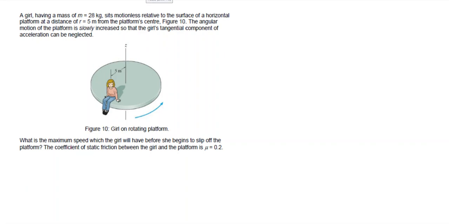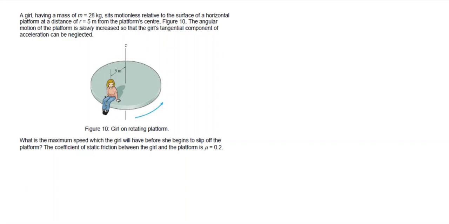Hello, everyone. This question is related to equations of motion, normal and tangential coordinates. A girl is sitting on a platform. It says that she has a mass of 28 kilograms and sits motionlessly relative to the surface of a horizontal platform. The distance is r, the radius of the platform, where the girl sits.